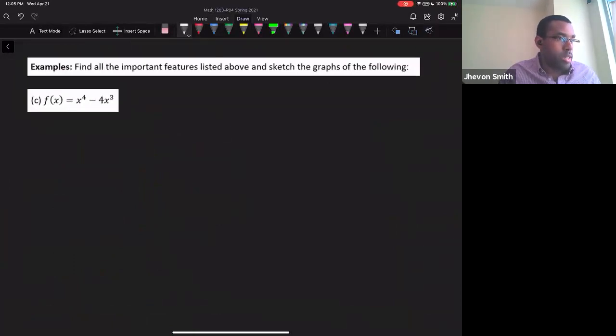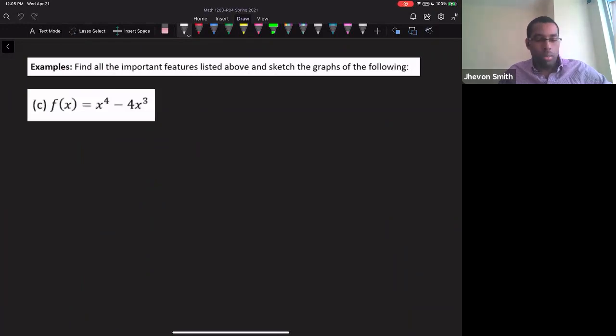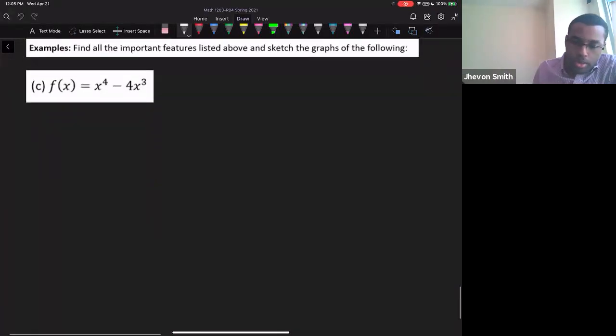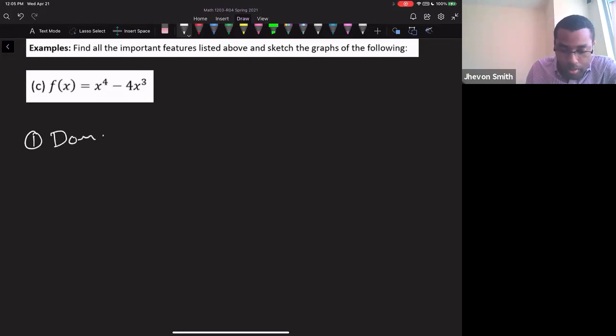It's x to the fourth minus 4x cubed. But let's actually do it. So we're going to quickly go through and do all 6 steps that I just did, right? We try to do it a little quicker so we can get through another example. So 1, find the domain. Domain is all real numbers here. It's a polynomial. Okay, cool.